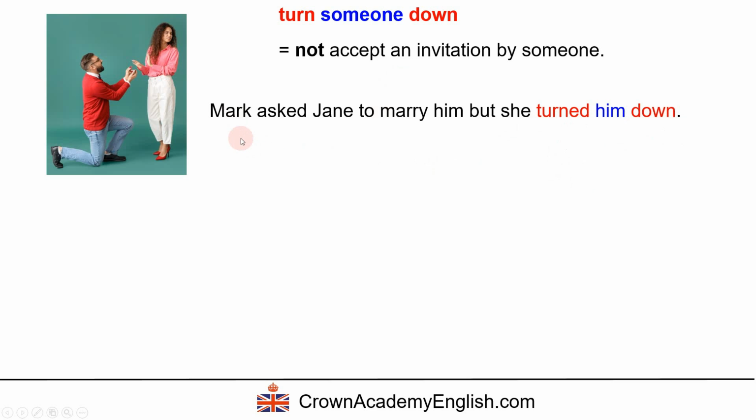We can also say perhaps Mark or maybe David asked Claire to go out for a drink. And Claire perhaps says, we could say Claire says no. Then we say Claire turned David down. Okay, so it means to not accept an invitation.